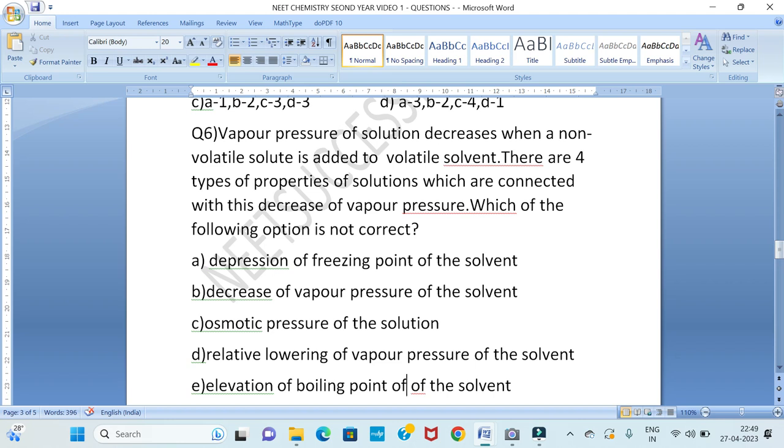So how can you remember? You take the first letters. I have written it like this: D-O-R-E, door. If you open the door, air will come in freely. You can breathe easily. Otherwise, if you close it, the pressure increases.